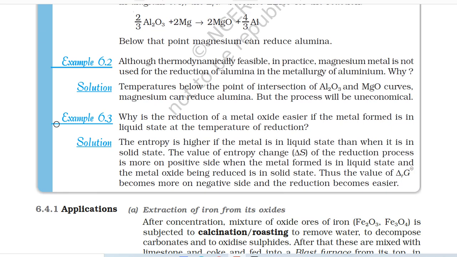Solution: The entropy is higher if the metal is in liquid state than when it is in solid state. The value of entropy change ΔS of the reduction process is more on the positive side when the metal formed is in liquid state and the metal oxide being reduced is in solid state. Thus, the value of ΔrG0 becomes more on the negative side and the reduction becomes easier.